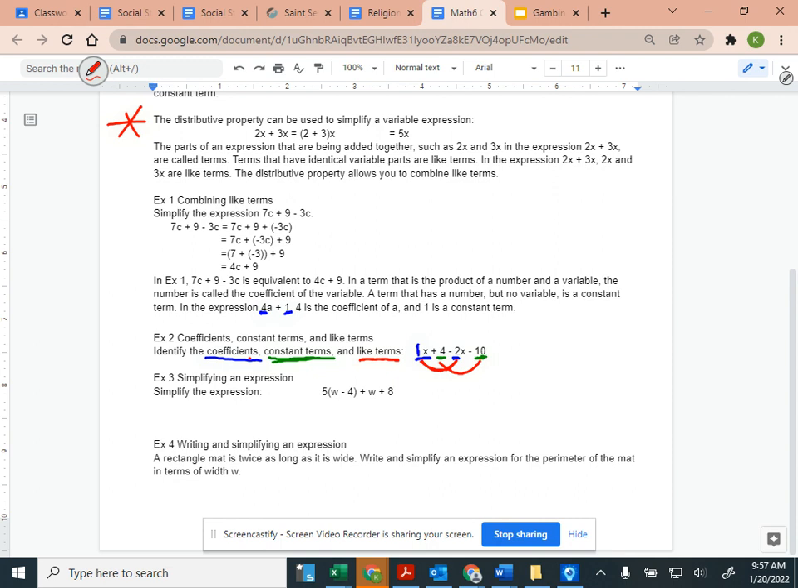What we have to do is multiply that 5 through the parentheses so we can get rid of the parentheses. So we have to multiply 5 times W. That would be 5W, minus, what's 5 times 4? 5 times 4, well, 20. And then we have our plus W plus 8.